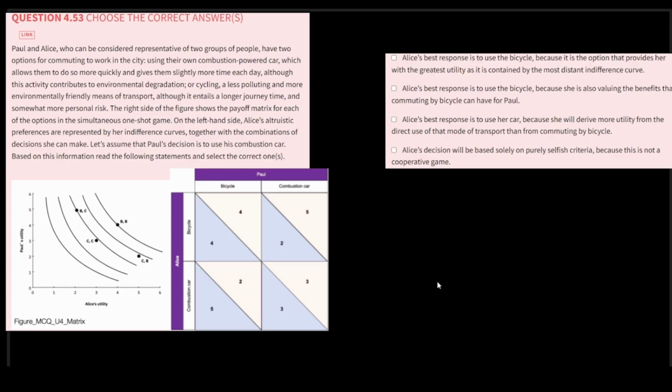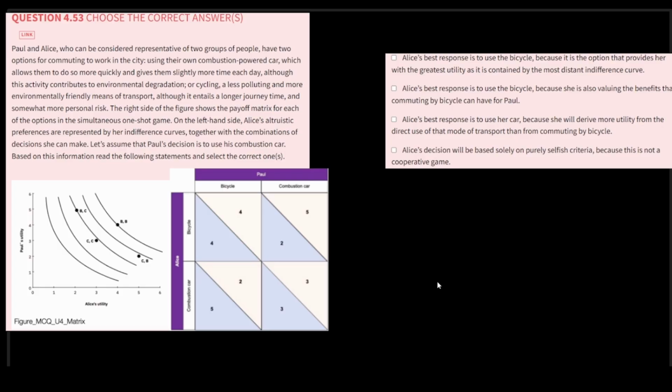The right side of the figure shows the payoff matrix for each of the options in the simultaneous one-shot game. On the left-hand side is Alice's altruistic preferences, and those are represented by her indifference curves, together with the combinations of decisions she can make. Let's assume that Paul's decision is to use his combustion car. Based on this information, read the following statements and select the correct ones.